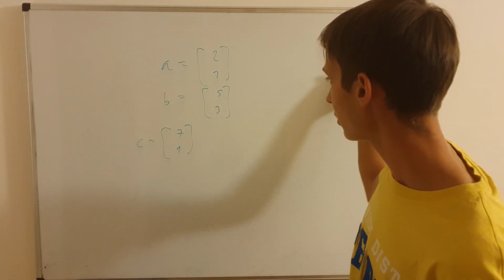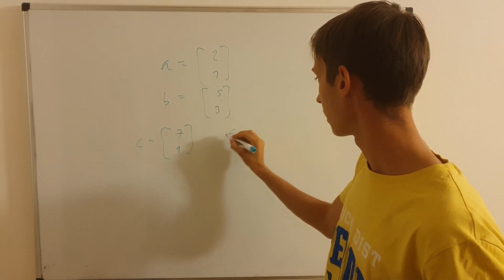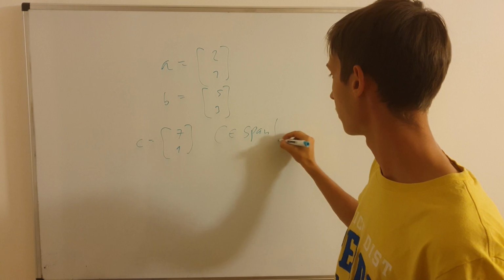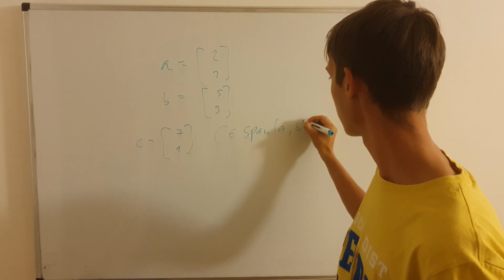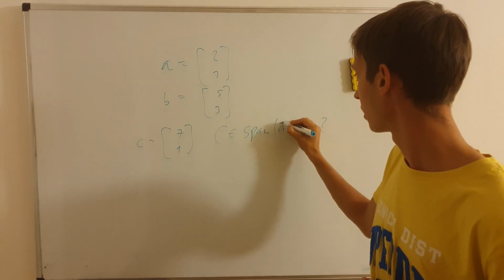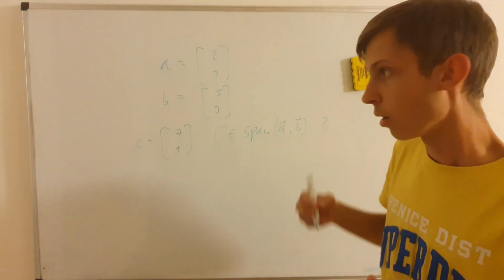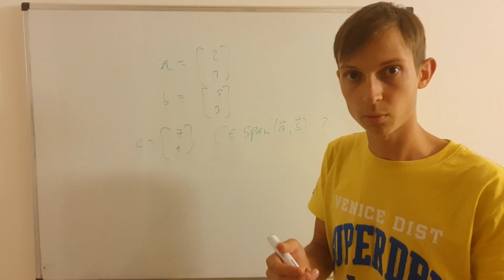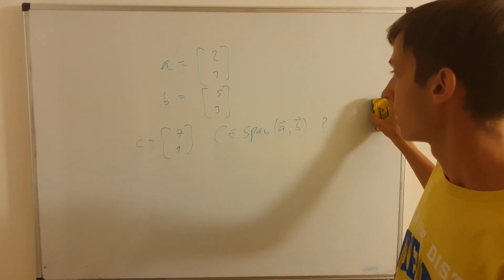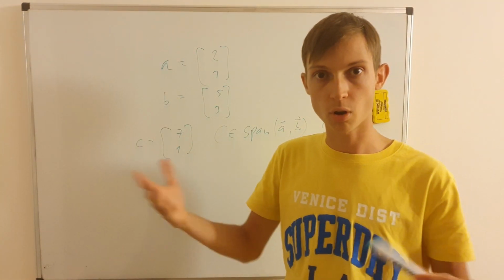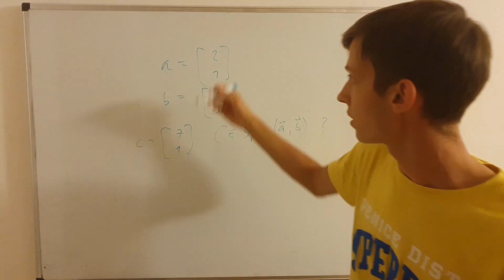In mathematical language, it can be written as: does C belong to the span of A and B, where A and B are vectors? Well, this is a good question, and in this video we'll look at how to figure it out. So basically a span is the collection of all linear combinations of some vectors. So we're given some set of vectors.